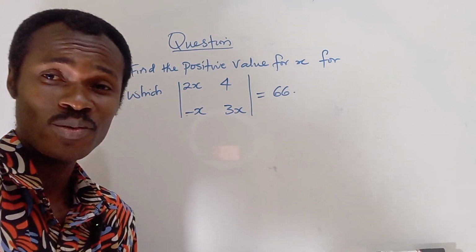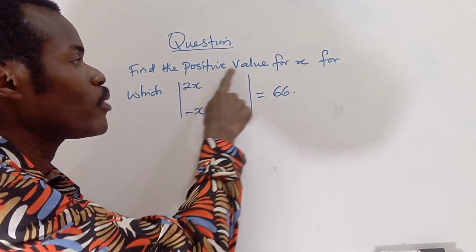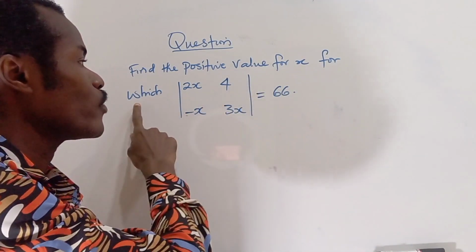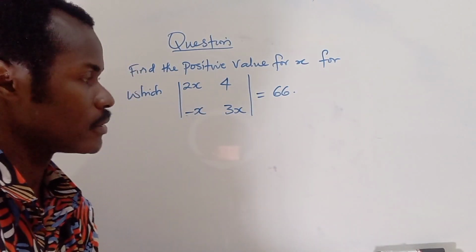So let's get right into this question. It is on matrix, okay? The question says we should find the positive value for x, for which the determinant of this is equal to 66.